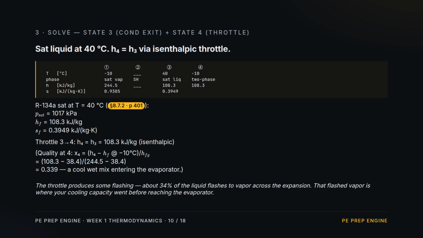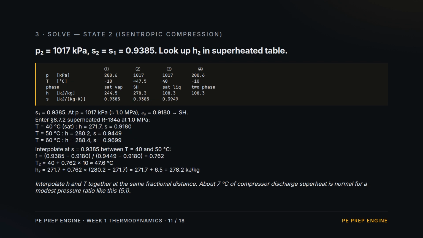Cooling capacity lost before the evaporator, an inherent inefficiency. State 2, isentropic compression to the condenser pressure, so S2 equals S1. At the high pressure, the saturated vapor entropy is below S1, so state 2 is superheated. Enter the R134A superheated table at 1 megapascal and interpolate on entropy between the 40 and 50 degree rows. That gives H2 of about 278.2.